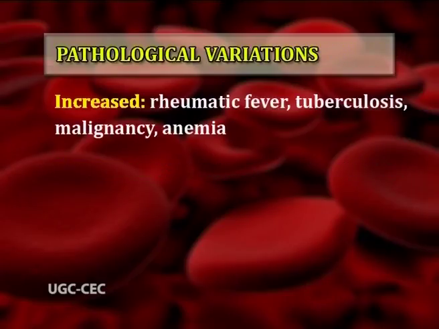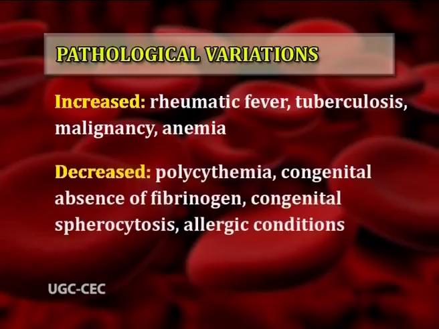Increased value of ESR is found in some pathological conditions like rheumatic fever, tuberculosis, malignancy, anemia. Decreased value of ESR is found in pathological conditions like polycythemia, congenital absence of fibrinogen, congenital spherocytosis and allergic conditions.